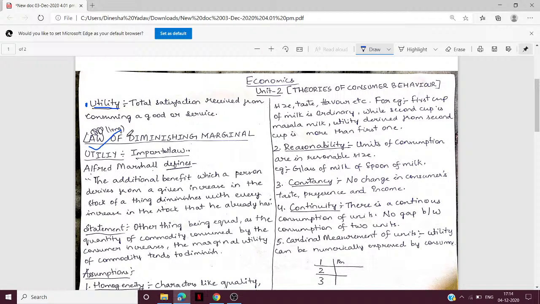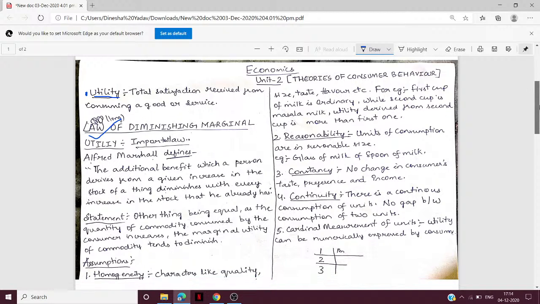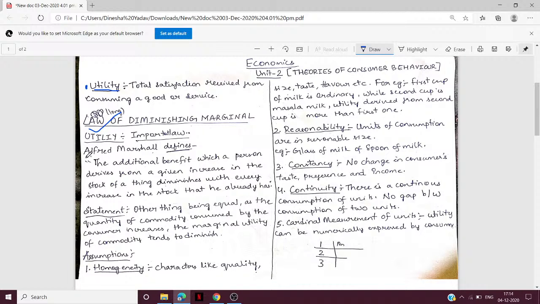Law of diminishing marginal utility is an important law, according to Alfred Marshall. So students, it is an open question: who is Alfred Marshall? Can anybody reply in live chat? It is an MCQ question asked in many quiz competitions. Alfred Marshall is the father of economics. So students, remember this. Alfred Marshall is the father of economics. If you know this, you can answer any MCQ questions asked in quiz.